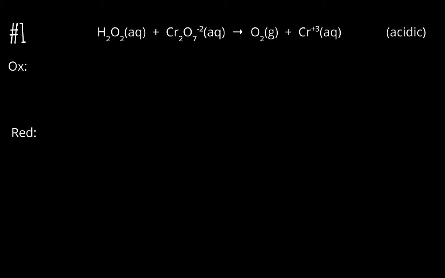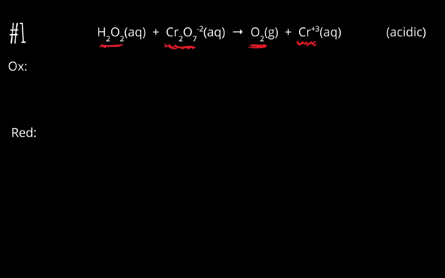First thing I would do is look and see which ones go together. So H2O2 I know is going to go with O2 on the other side. And then the Cr2O7 has to go with the Cr. And again, it takes a little bit to get used to knowing how to split it up. But for the Cr2O7, the only possible thing it could go with on the other side is the Cr. So that leaves the O2 to go with the H2O2. So that's a way to think through that.